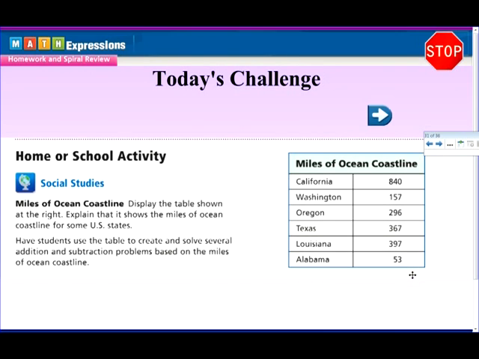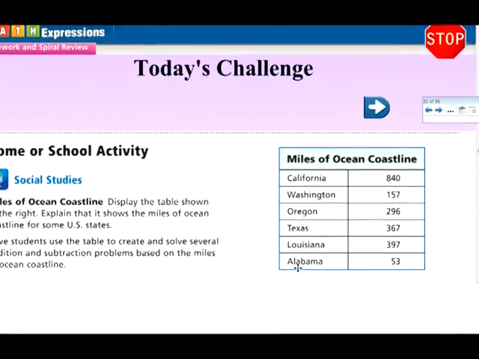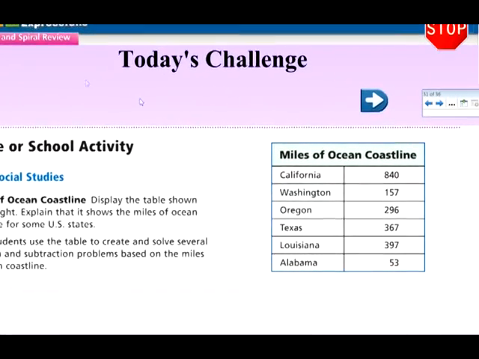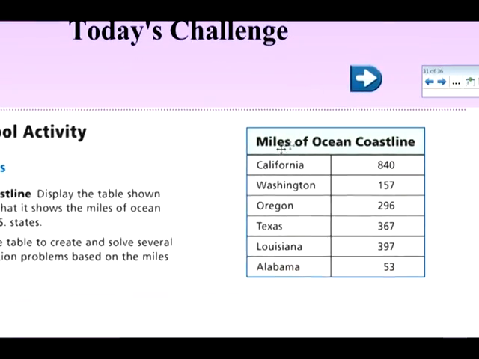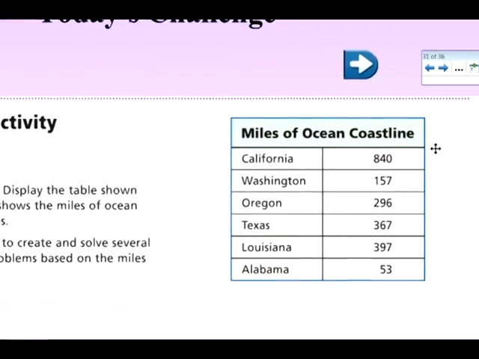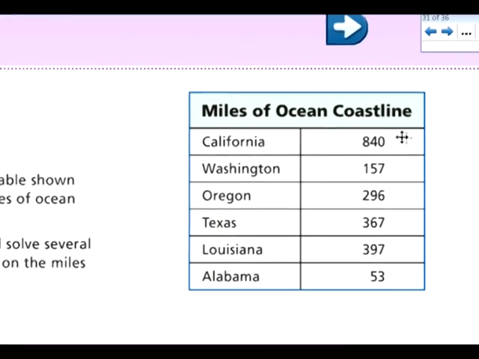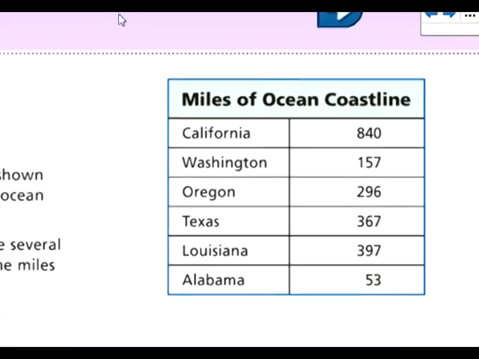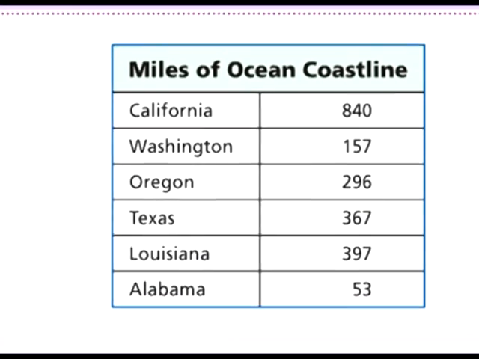But before we do, I wanted to show you a challenge. These are for kids that get done early. I'll zoom in on this so you guys can see this, but this is the miles of ocean coastline. And you have California, Washington, Oregon, Texas, Louisiana, Alabama. Your challenge is to see if you can come up with a math problem using these states that have ocean coastline. And see if you can see maybe who has the biggest, or combine a couple of them. So you're using either adding or subtracting to find one of these problems. So that's a challenge. You do not have to do that.